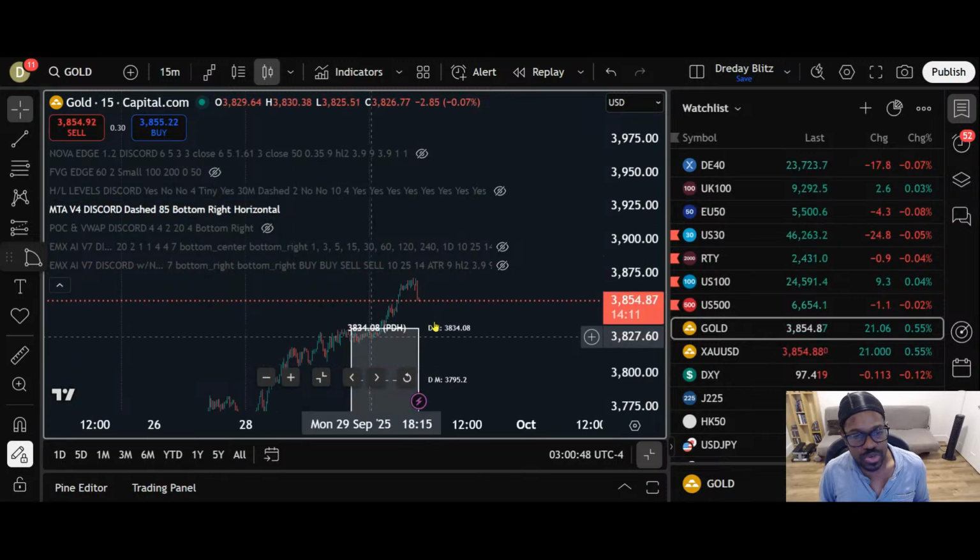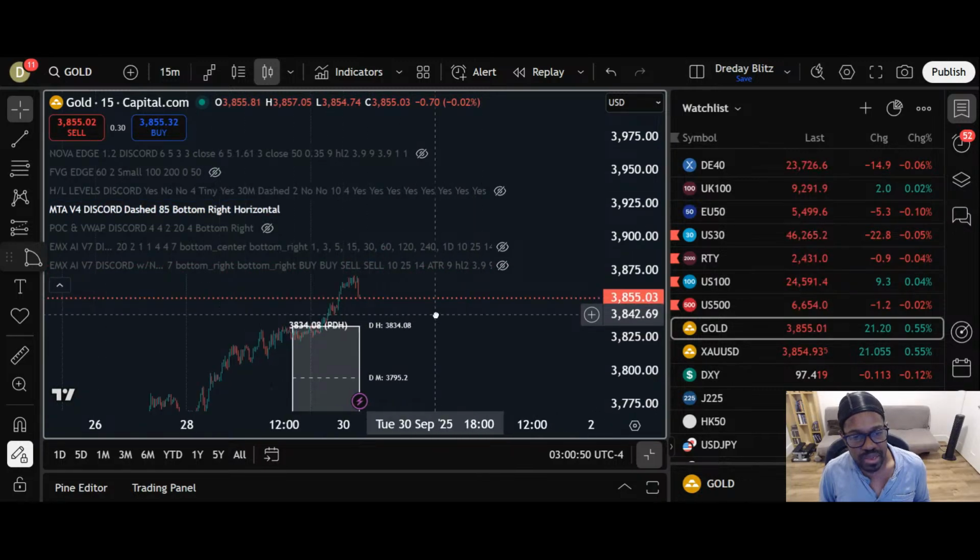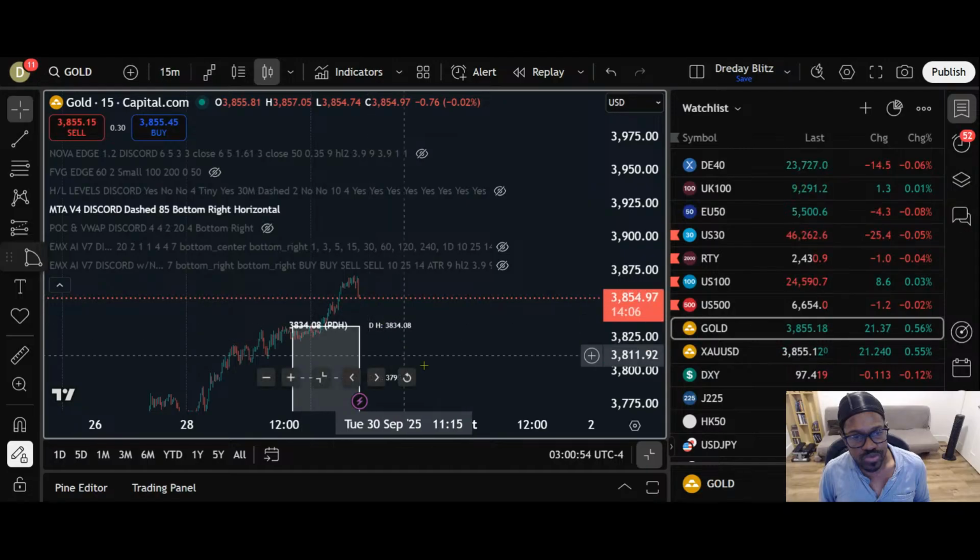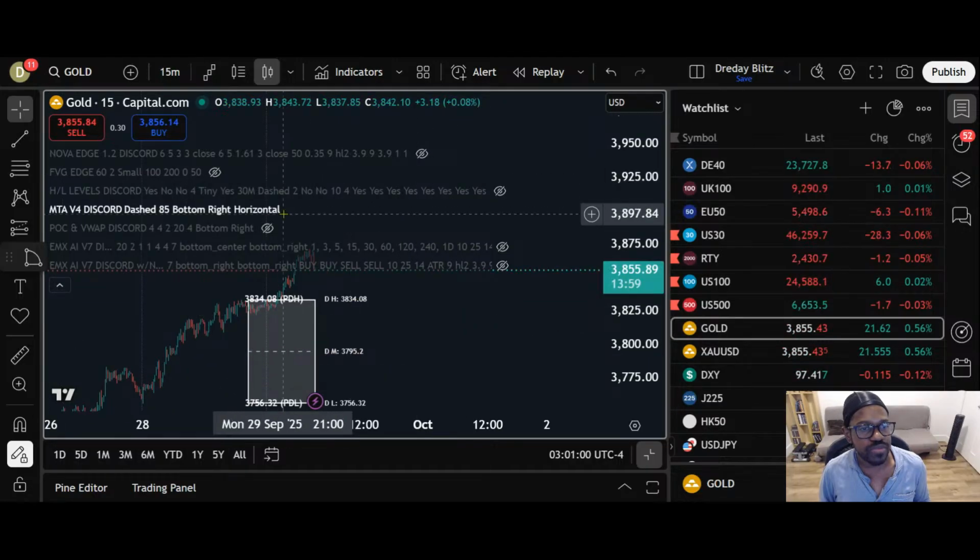All right. So right now we're trading above the previous day high. So we may be starting to reverse, going under that previous day high, and you can trade accordingly off of that.